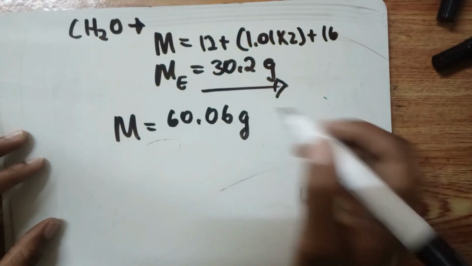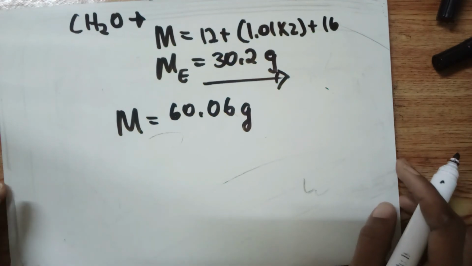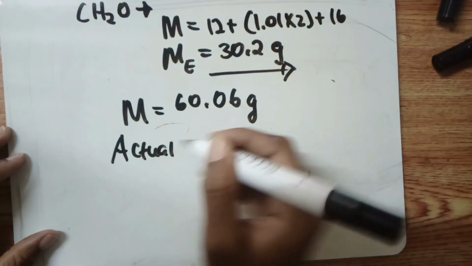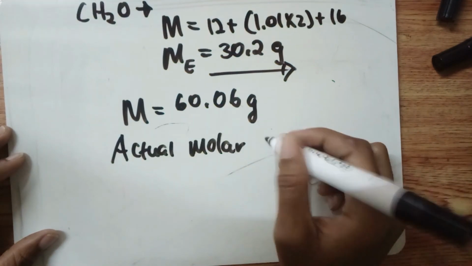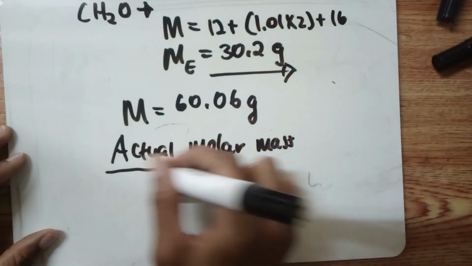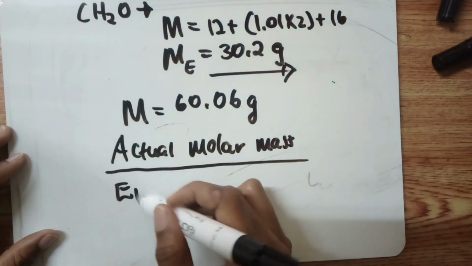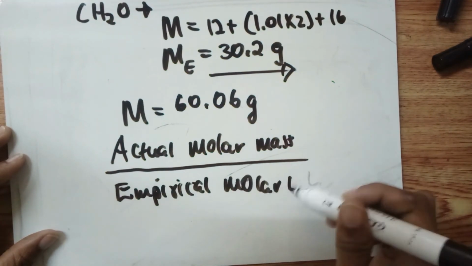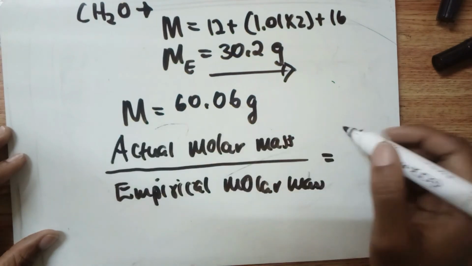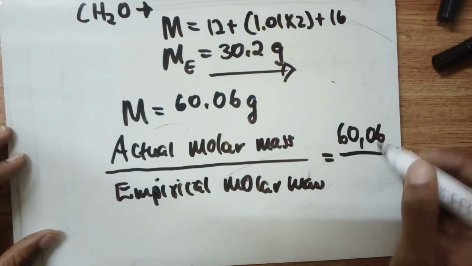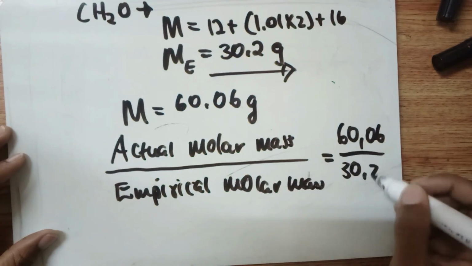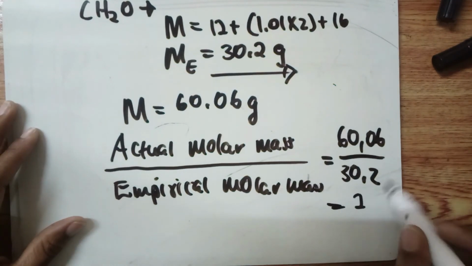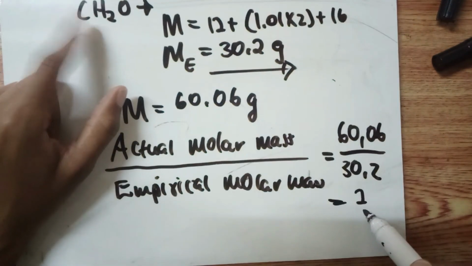60.06. And to find the molecular formula, we have to say, let us say the actual molar mass of whatever substance we're dealing with divided by the empirical molar mass. So the actual molar mass is 60.06, and if we divide that by the empirical one, 30.02, and round it off to the nearest whole number, it's going to give us 2. So meaning we have to double everything in our empirical formula.